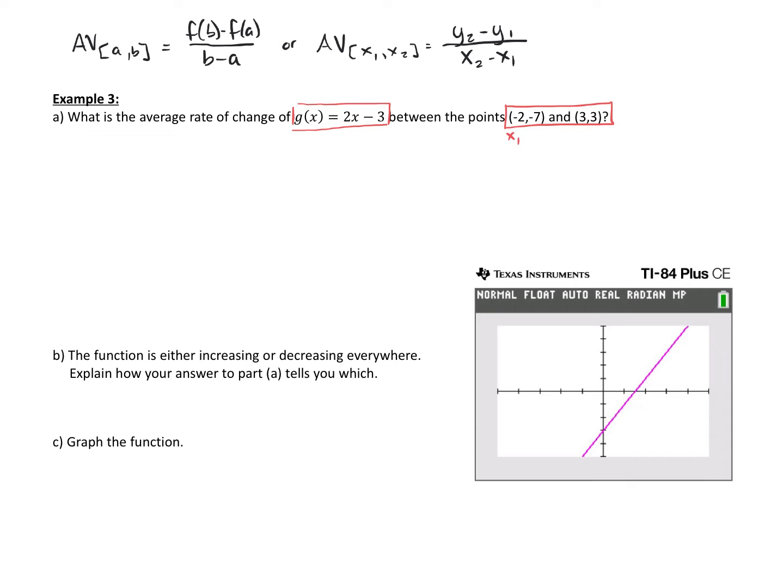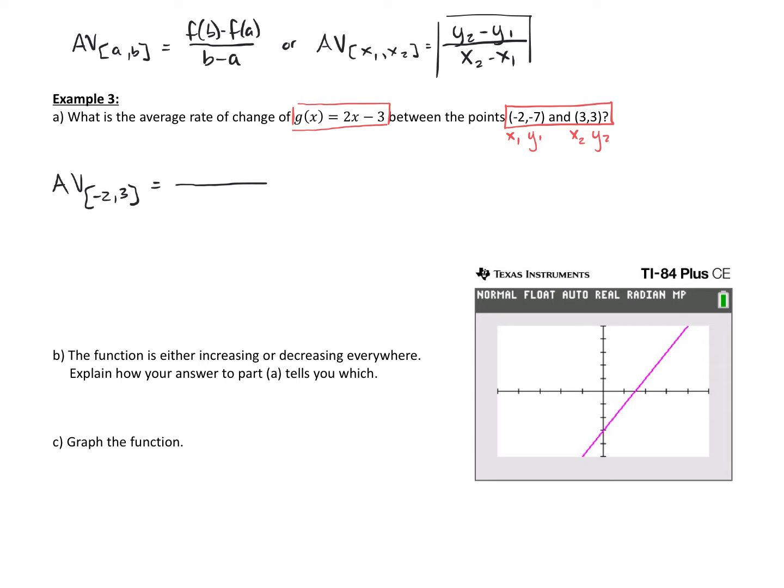When x sub 1 equals -2, y sub 1 is -7. And when x sub 2 is 3, then y sub 2 is 3. Or excuse me, y sub 2 is 3. So here to calculate the average rate of change over the interval from -2 to 3, it's just a matter of putting in those values into the formula.